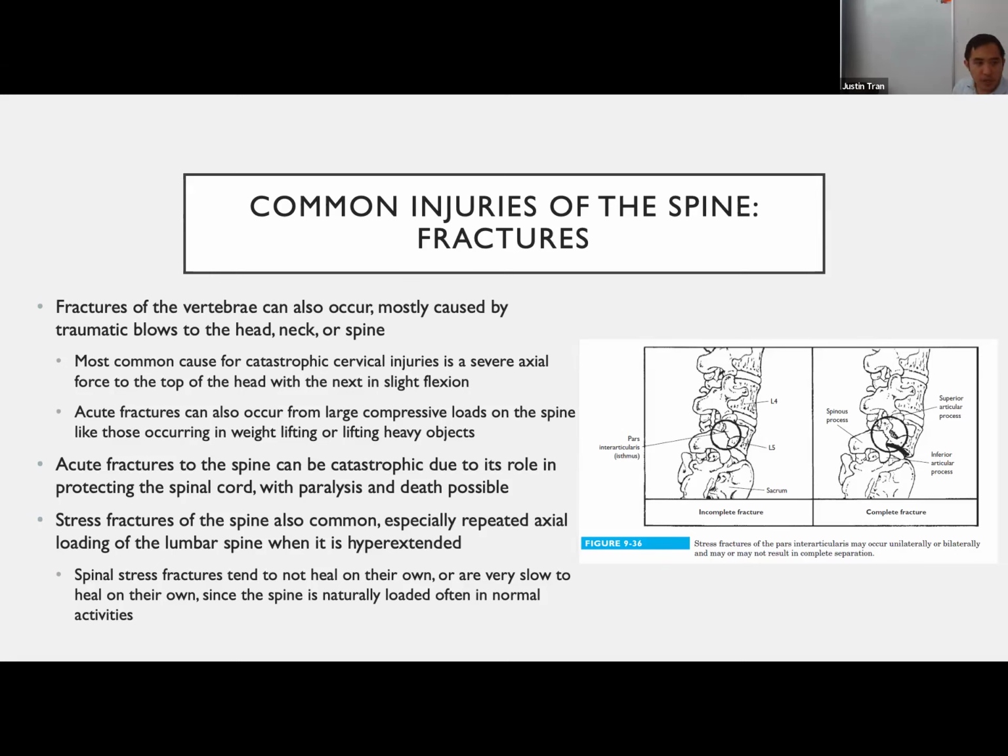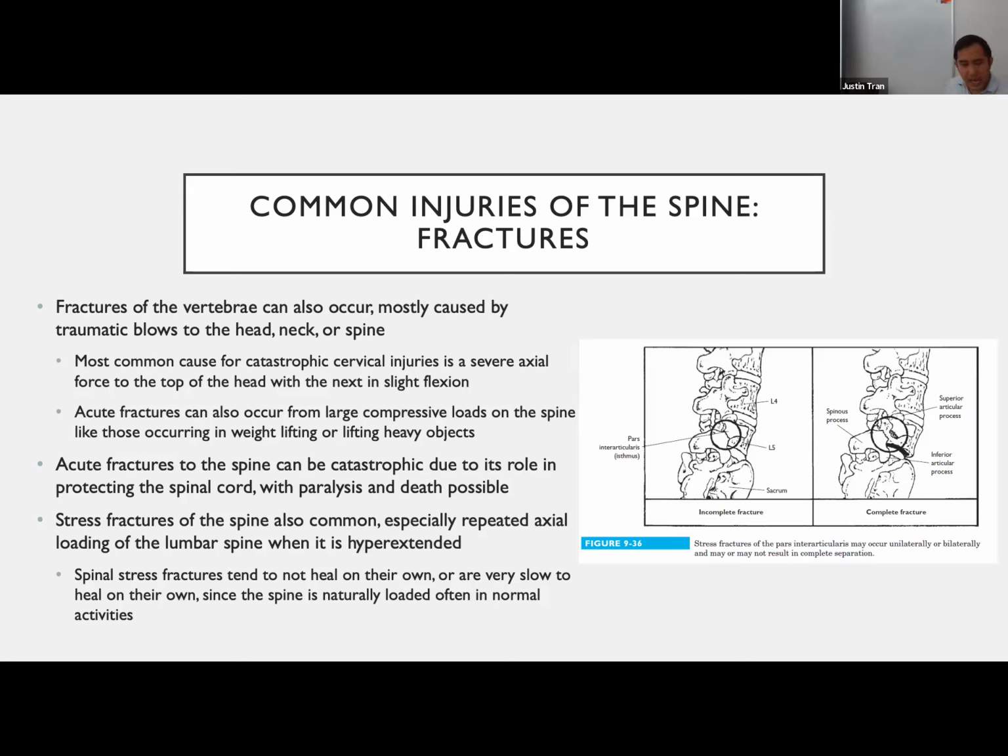Okay. Stress fractures are also common. If you remember from a previous class when we talked about stress fractures, they're basically like fatigue injuries. If you are repeatedly putting loads on your spine in a way that softens up your bones and causes fatigue damage or fatigue cracking, that can happen as well.